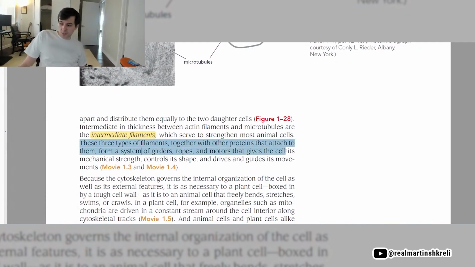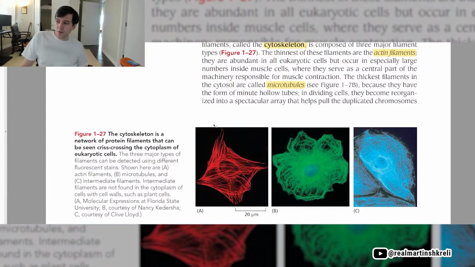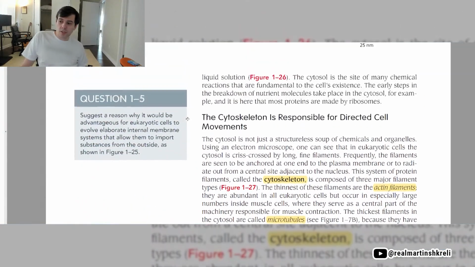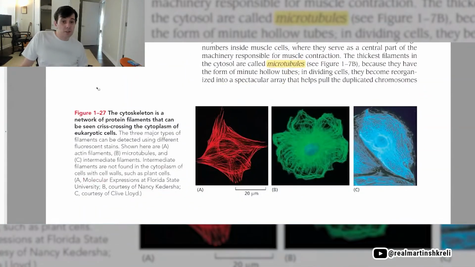These three types of filaments, together with other proteins that attach to them, form a system of girders, ropes, and motors that give the cell its mechanical strength, control its shape, and drive and guide its movements. That's really, really important. Without these, the description of the cell is completely incomplete.